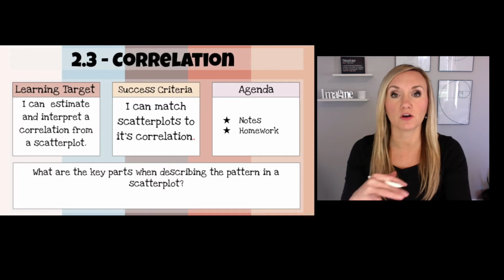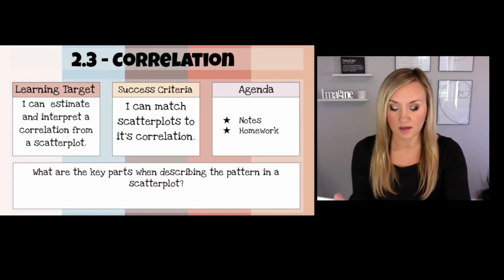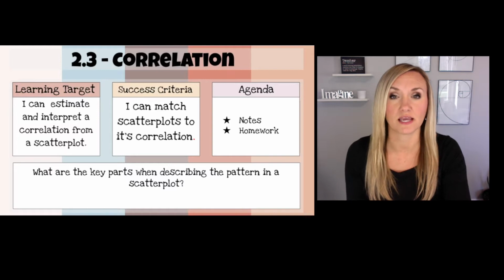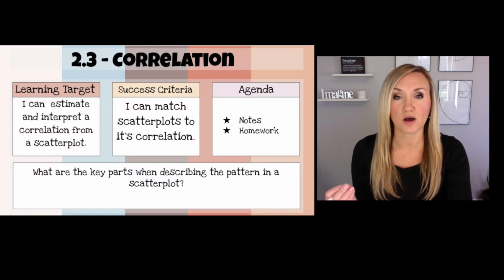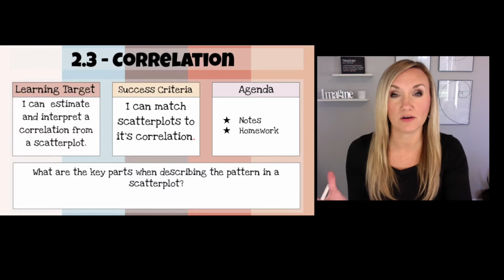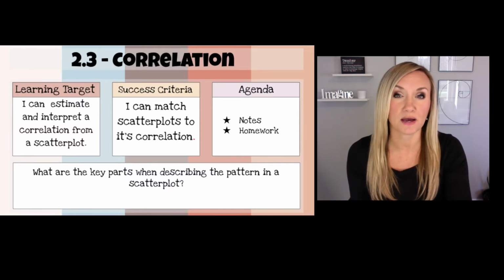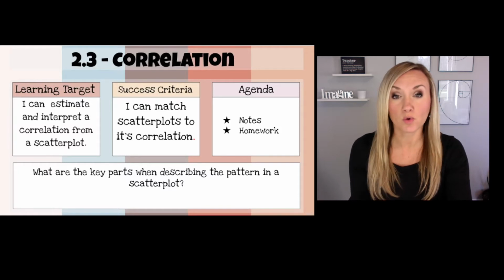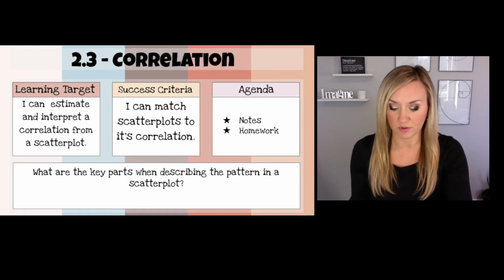We're going to start off by thinking about the key parts of describing a pattern in a scatter plot, so the correlation. What we've been looking at is the direction, whether it's negative or positive, and whether the pattern in our scatter plot is strong, weak, or moderate, or whether there is no correlation whatsoever, and whether it is linear or not. We're going to continue to build upon those.